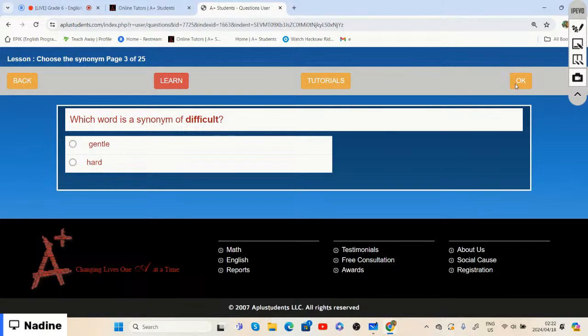What is another word that's the same as difficult? Difficult, is it gentle or hard? So difficult, another word that is the same as difficult, is it gentle or is it option two, which is hard? Gentle or hard?